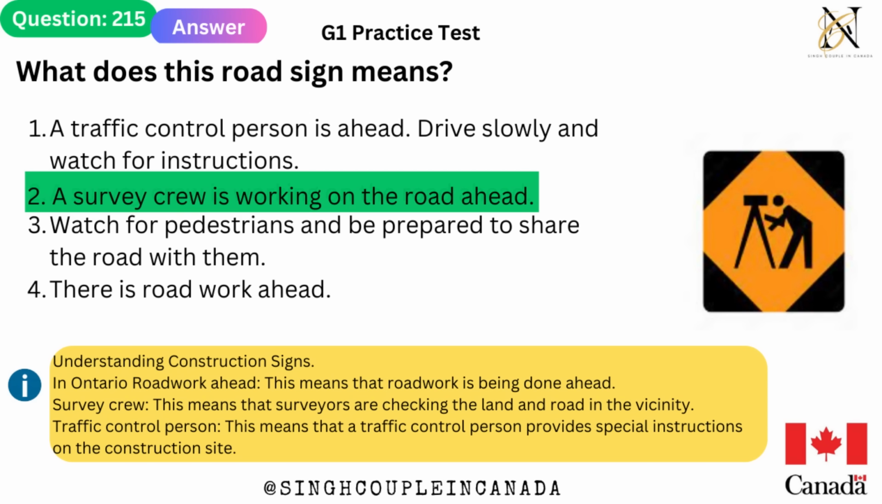Understanding construction signs in Ontario. Road work ahead: this means that road work is being done ahead. Survey crew: this means that surveyors are checking the land and road in the vicinity. Traffic control person: this means that a traffic control person provides special instructions on the construction site.